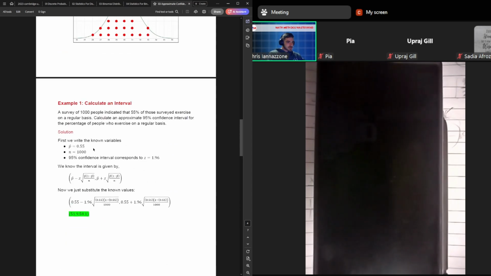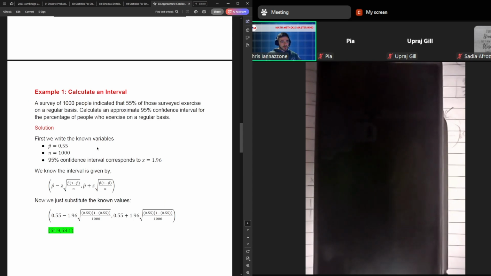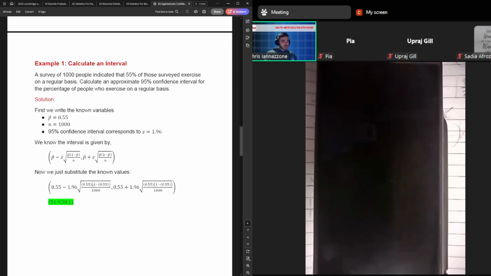So here's an example of where it's slightly different, but not by much. Survey of 1,000 people, you've got some values that you're going to plug into your confidence interval. Basically, we're 95% certain that the proportion of people who exercise is going to be somewhere between 51.9% and 58.1%. So a lot more reasonable of a suggestion that the people who exercise are going to be somewhere either side of 55%. And because we had n of 1,000 different possibilities, that's where it became a lot more accurate.